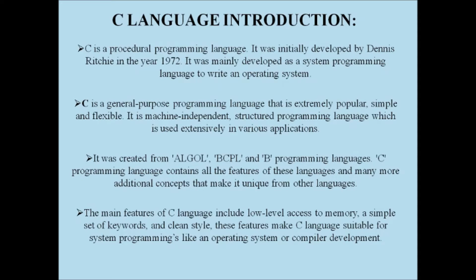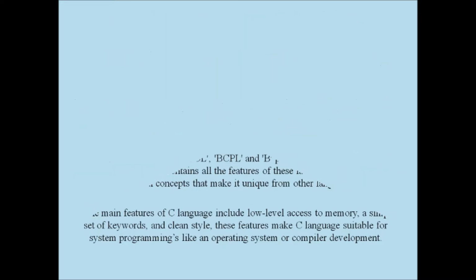Here the C language has a set of keywords. All those keywords are called simple keywords, and also it has a clean style. In the sense the structure is very simple, that is given here as clean style. And all these features make this language suitable for system programming. Mainly the language is used in operating system development and compiler development.